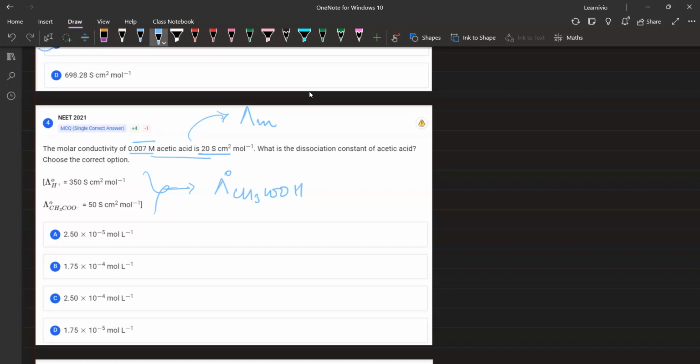Alia and Iram, you remember the formula? Sir, alpha, right? You have to calculate the alpha. Or Ka. No, sorry, not alpha, my bad. You have to calculate the dissociation constant, not alpha. K will come from alpha only. That is K is equal to C alpha square upon 1 minus alpha. So you need to calculate the alpha.